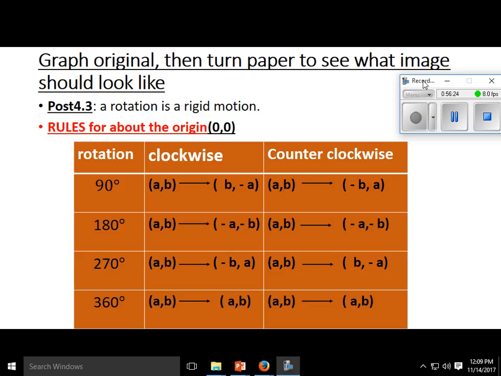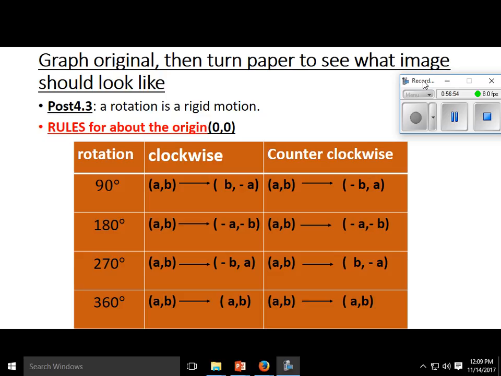As you're writing it down, anybody notice anything about 90 degrees clockwise? That rule looks pretty good. See it anywhere else? Yeah, 270 counterclockwise is the same rule. 90 degrees clockwise, 270 counterclockwise, same rule. And the same thing with counterclockwise and clockwise for the other direction.